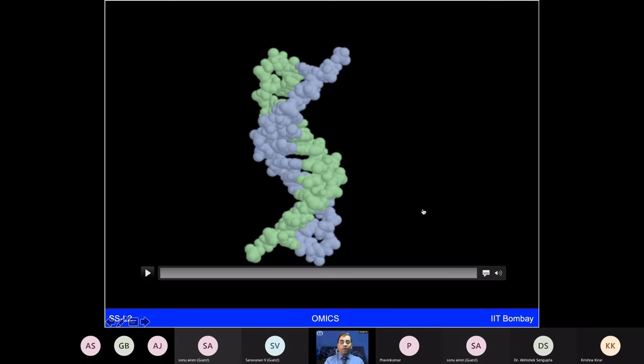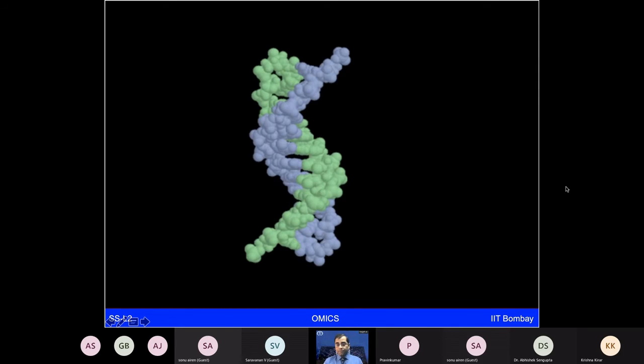Let me show you this short model of the DNA double helix strand. Two DNA strands intertwine to form a double helix. Each strand has a backbone composed of phosphates and sugars to which the bases are attached.